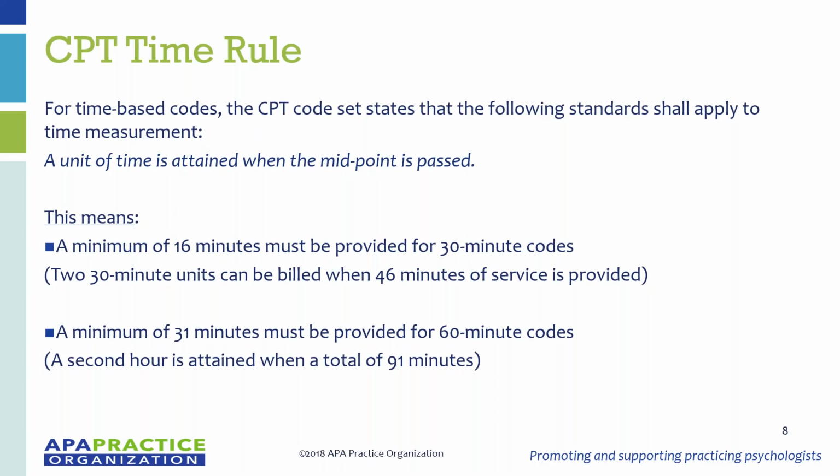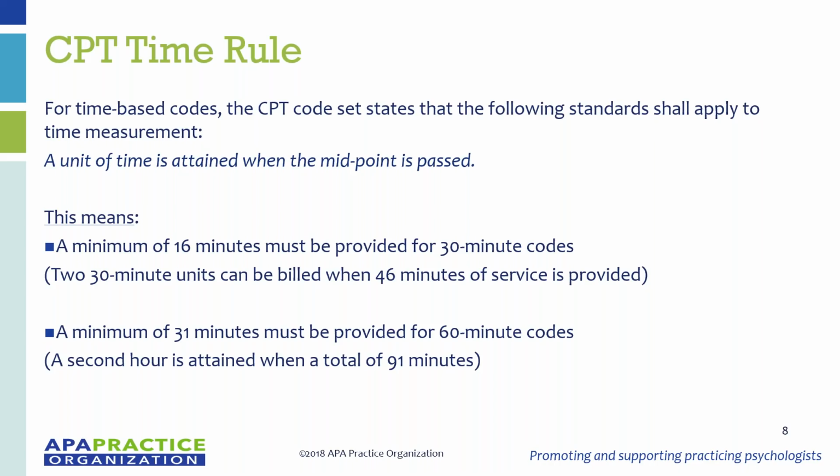the 30-minute code. And so if you do, say, for example, your own psychological test administration and scoring, as the psychologist, and you do it for 46 minutes, then you can bill the base code for 30 minutes and the add-on code for 30 minutes. If it's 44 minutes, then you're billing just the base code. If it's 45 minutes, you're billing just the base code. So a minimum of 16 minutes has to be provided for the 30-minute code.